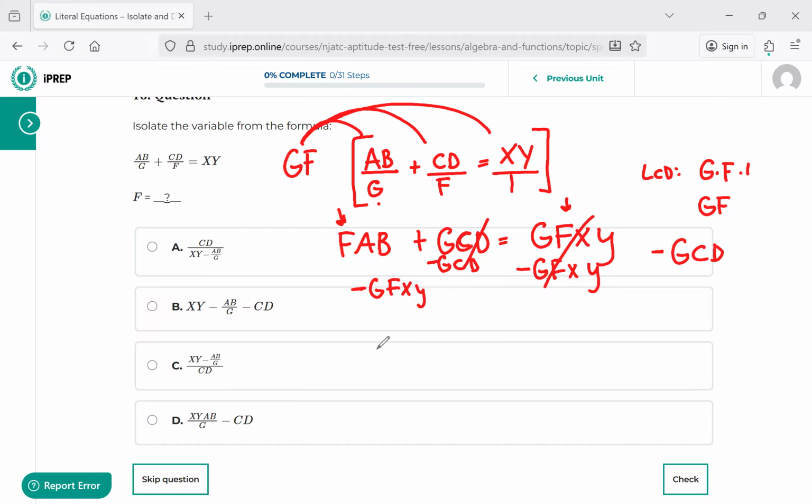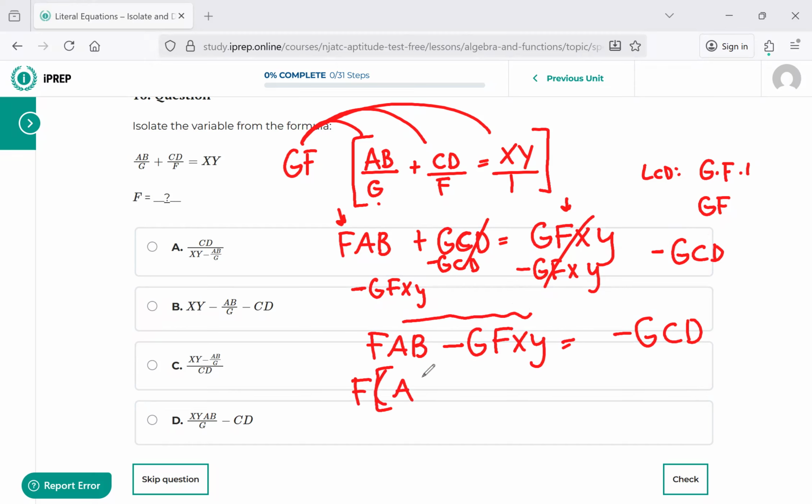Okay. So this cancels. So you're left with FAB minus GFXY. And then on the right, you're just left with negative GCD. Okay, now on the left side, they both have an F, that's good. Now you can factor out an F, so this is going to be F times AB minus GXY equals negative GCD. Okay, there we go.